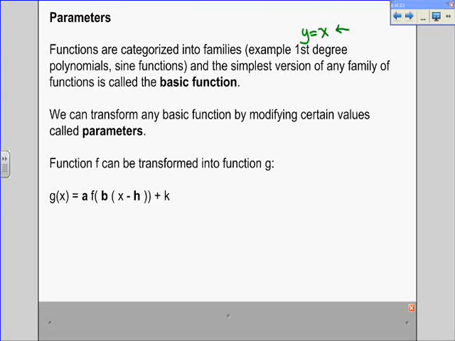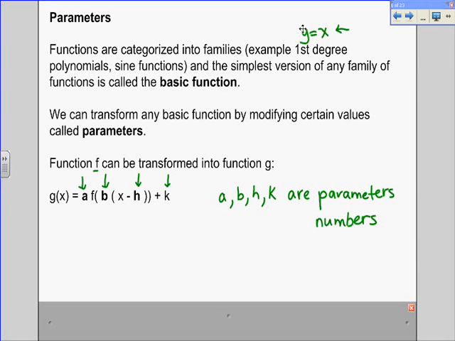If we're talking about a function f, it can be transformed by doing different operations. When we're looking at this, it probably looks a little bit crazy, but a, b, h, and k are what we call our parameters. So I'll write this down here. A, b, h, and k are parameters. They are numbers. So we would be filling in actual number values for a, b, h, and k.